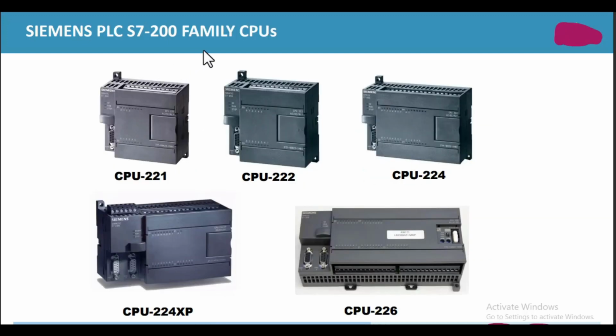Siemens S7-200 family CPUs. There is a categorization of the S7-200 PLC CPUs. It is available in CPU 221, CPU 222, CPU 224, CPU 224XP, and CPU 226. These are the different models in the S7-200 family. These CPUs have different characteristics, functions and properties, and according to our application we choose these CPUs for our operation.